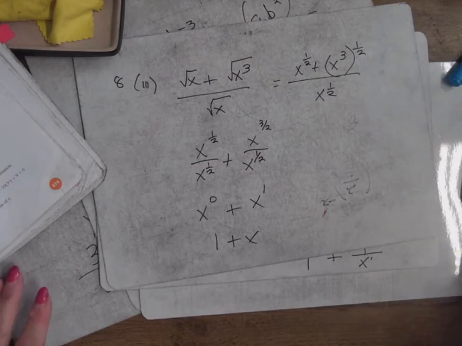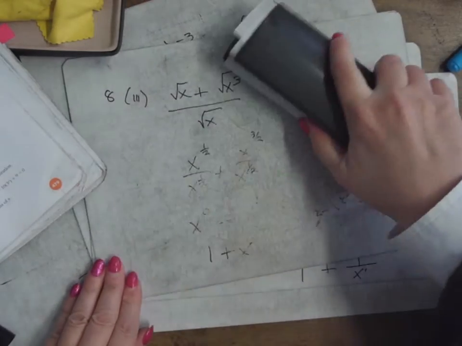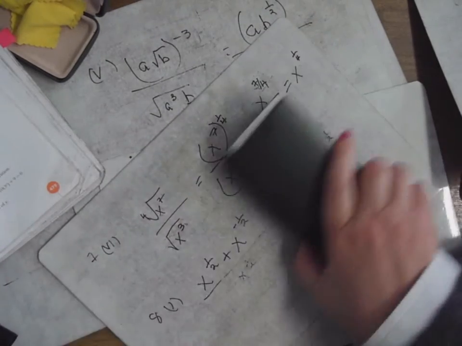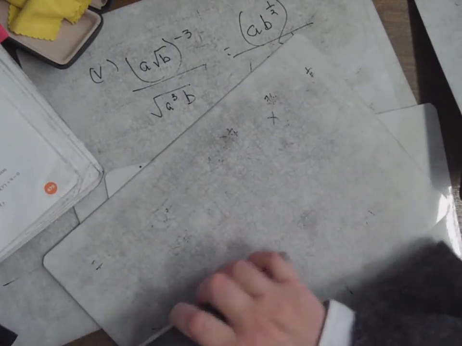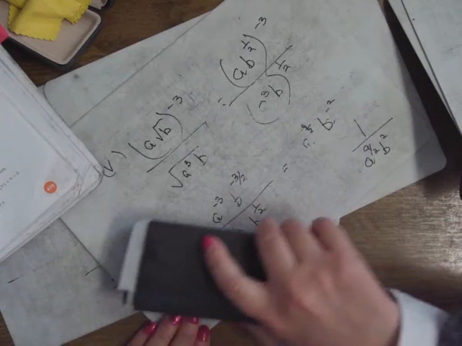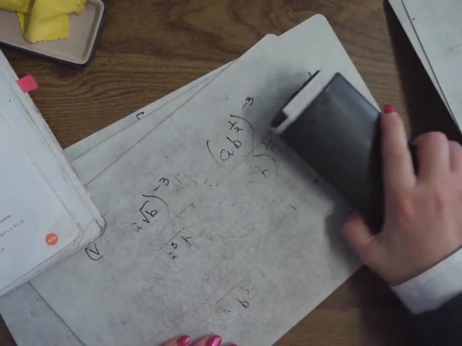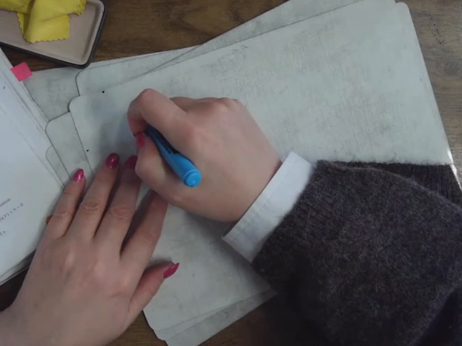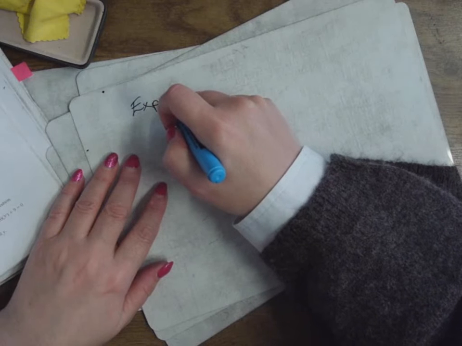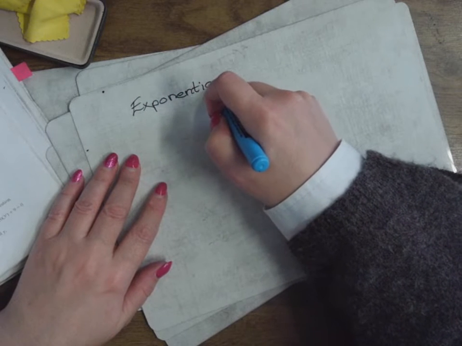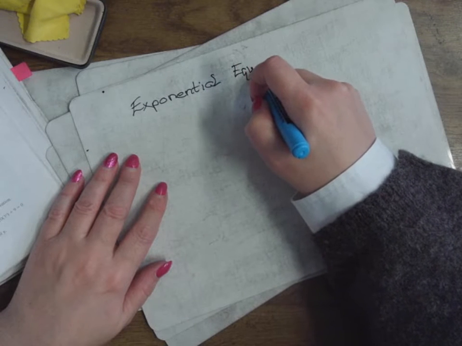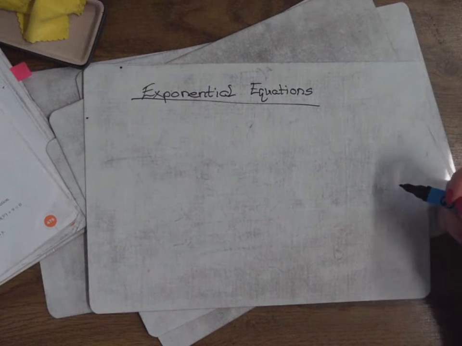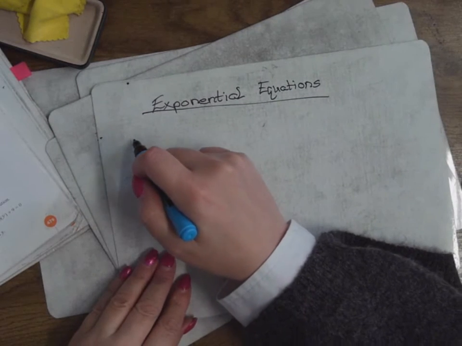The next thing we're doing is moving on to equations involving indices. Again, we did these in junior cert. We're just doing harder versions of them now. You'd be delighted to hear. So exponential equations. Exponents are the powers, so they're equations involving powers. I'm going to go straight to examples, because as I say, we've done this before.